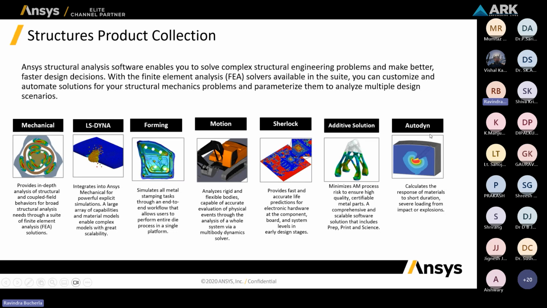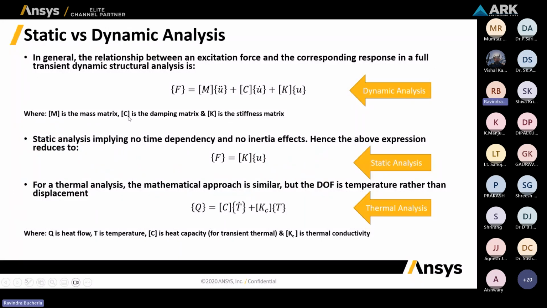And Autodyn is also an explicit solver, just like LS-DYNA. It has its capabilities, mostly on impact analysis and explosion. But you can also solve the same problems by using LS-DYNA as well. So these are the major tools that we have in structures to solve different kinds of applications. So in this webinar, we are using only the Ansys Mechanical tool to solve our different types of nonlinear problems. As I discussed earlier, generally in structures, we have different types of analysis, majorly classified as static analysis and dynamic analysis.